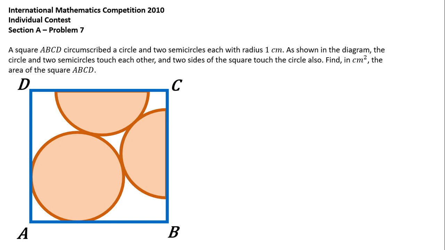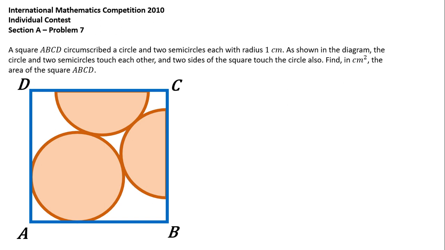Today we will be solving another geometry problem from the International Mathematics Competition 2010. We have here a circle and two semicircles inscribed in a square. They have a radius of 1 cm each. Now, the goal is to find the area of the square. Okay, so there are actually key observations here that we can use to solve the problem.